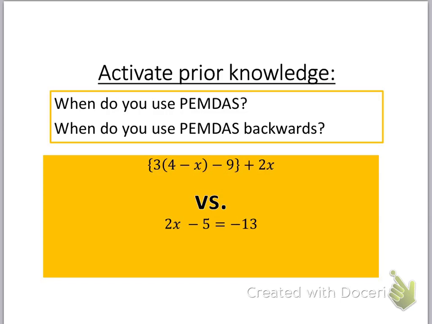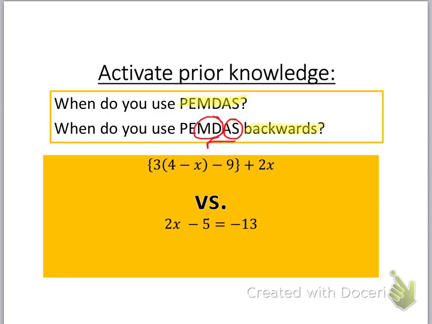So first we need to talk about when we're solving an equation, how do we know what to do first? Well, we use our dear friend PEMDAS. We use the order of operations to help us make these decisions. But if we're solving an equation, we're going to be doing PEMDAS backwards. So we're going to start with the A and the S, and then move our way to multiplication and division, and continue to undo. Okay?